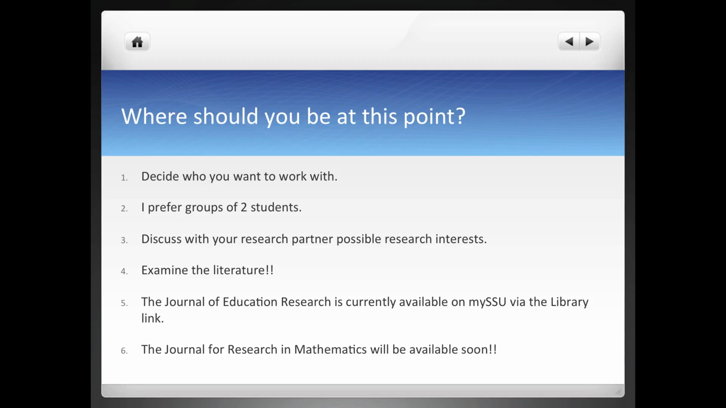So, where should you be at this point? What are the expectations? First of all, start thinking about who you want to work with. Unless you can come up with a really, really good reason that I should approve a group of more than 2 students, and I don't really think you're going to be able to present anything to me that will make me change my mind on that one. So right now, you're probably going to be working in groups of 2 students.